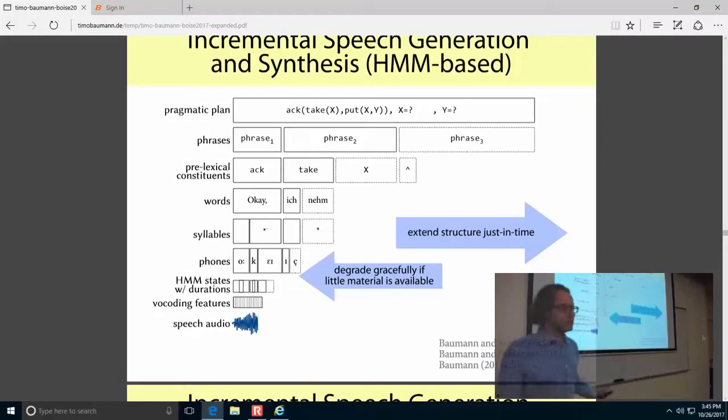So there are 2 things. One is to degrade gracefully if little material is available. Of course speech quality is probably not going to be as good as it could be if you knew the full context. Right? You might have to pronounce the beginning of the book differently if only you knew the very end of the book. So you want to degrade gracefully rather than just completely sucking. And you must have the ability to extend the structure just in time.